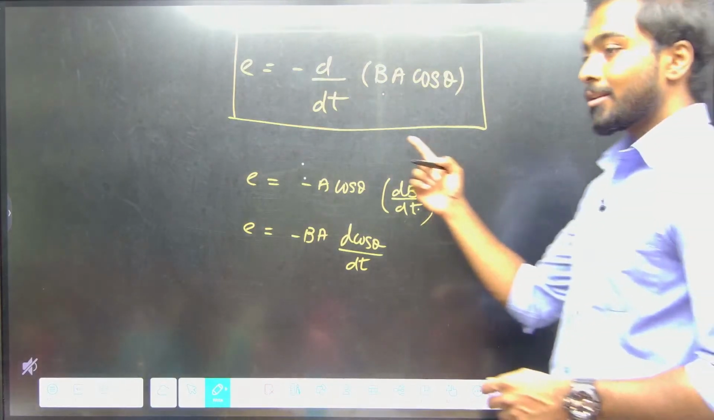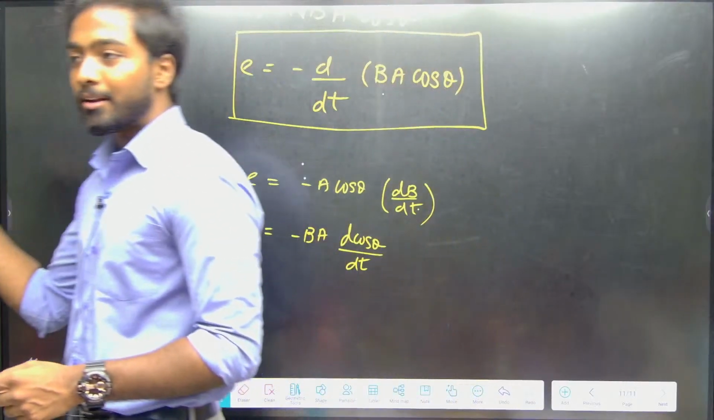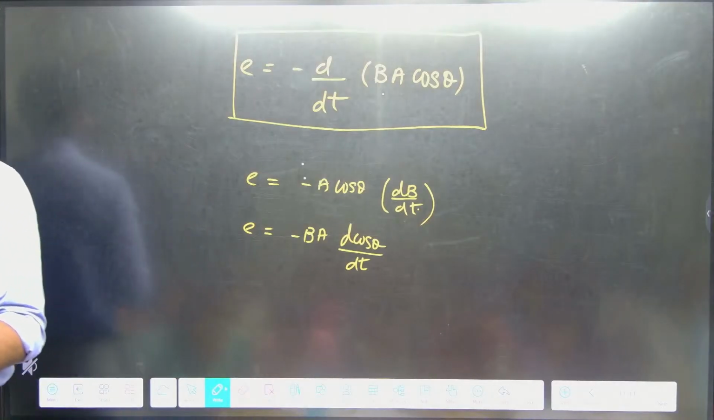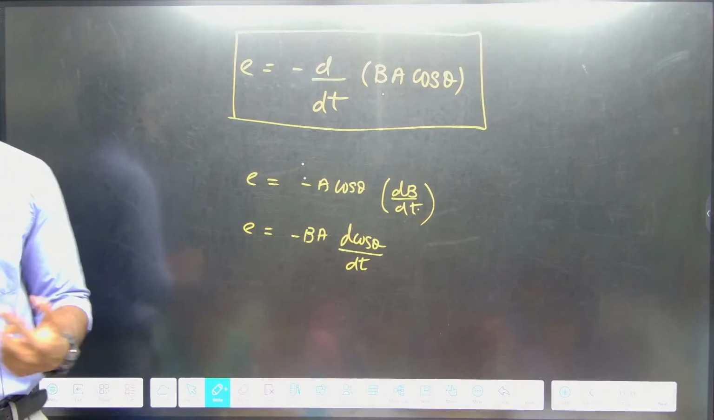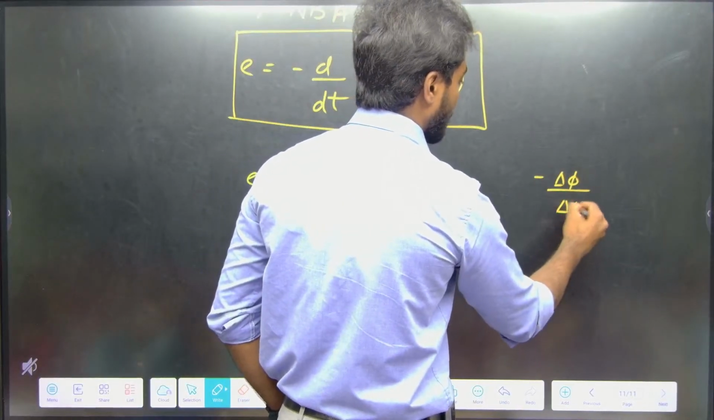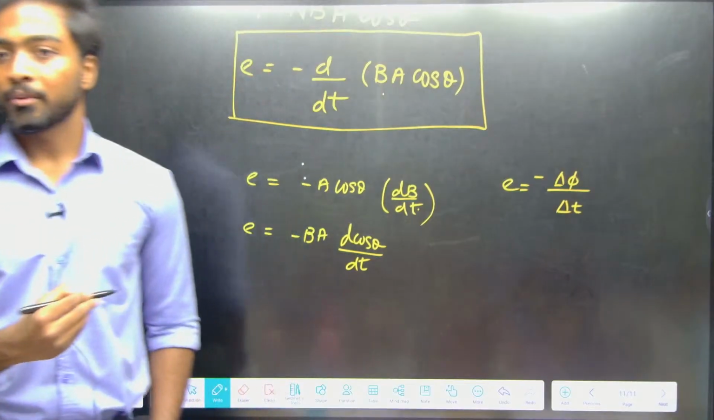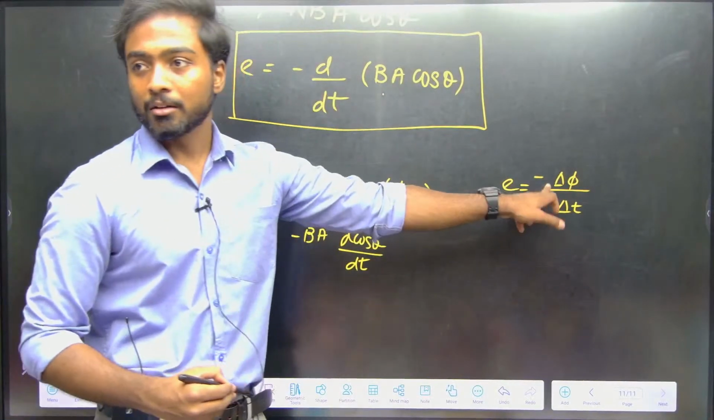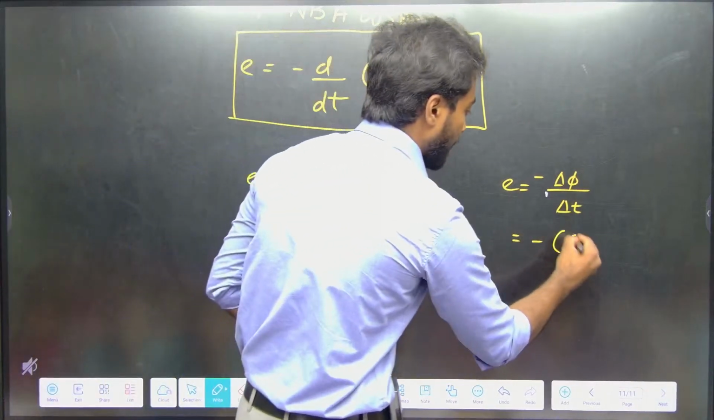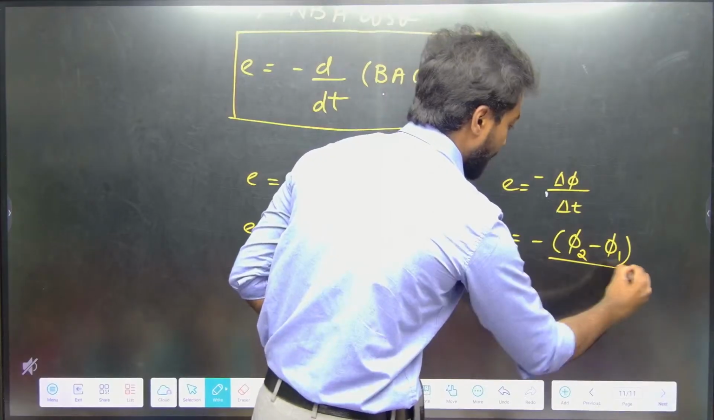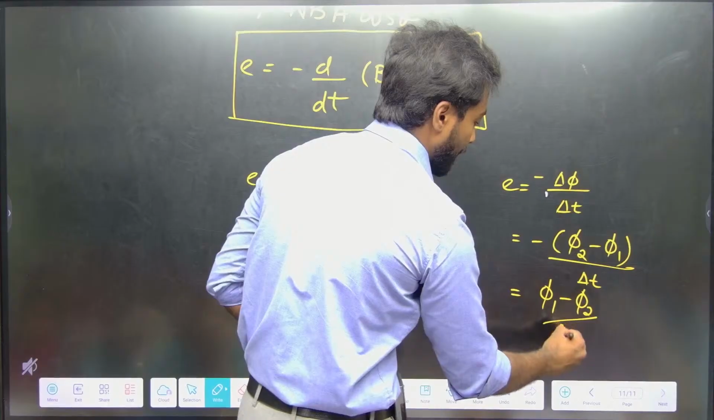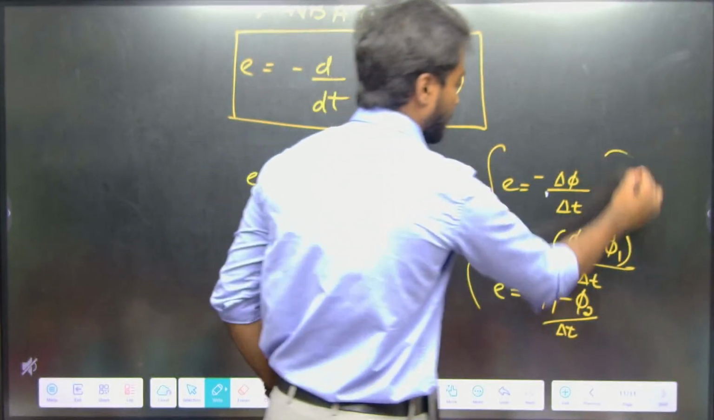So this is for instantaneous, like d by dt is nothing but instantaneous, which we are talking about in straight lines also. Suppose it is a change, like average, in the sense what I will take is minus delta phi by delta t. What is delta? In the sense the change, 2 minus 1, the final minus initial. So it is minus of phi 2 minus phi 1 by delta t, which gives phi 1 minus phi 2 by delta t. This is another formula.